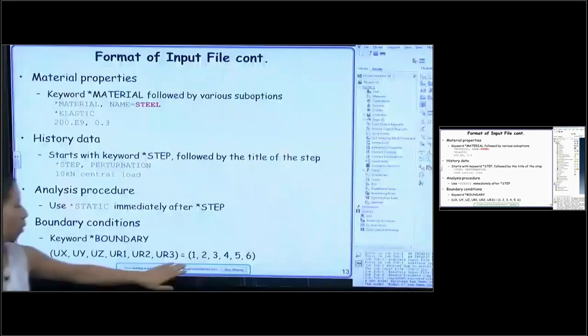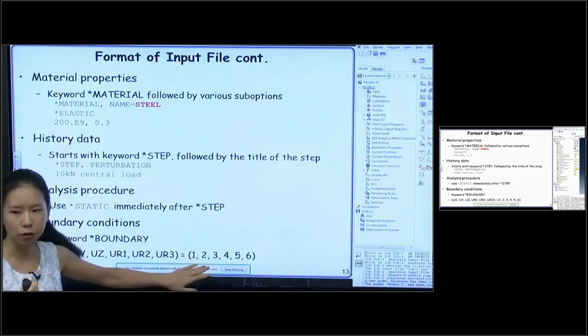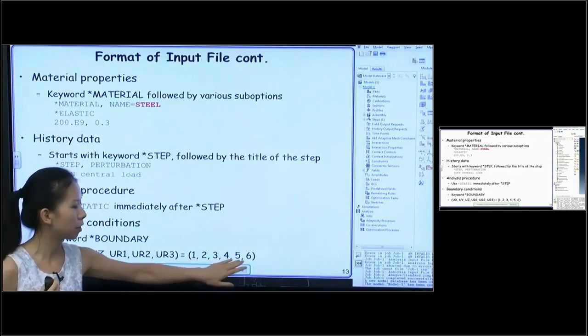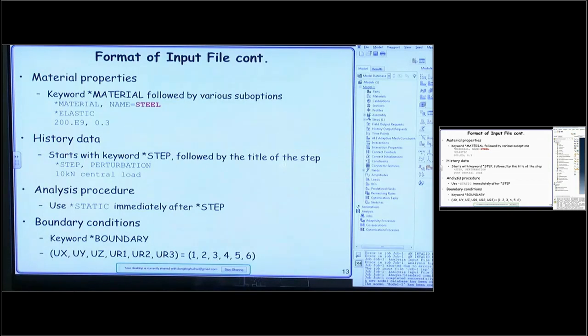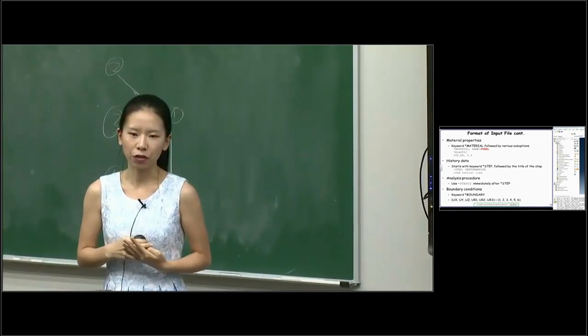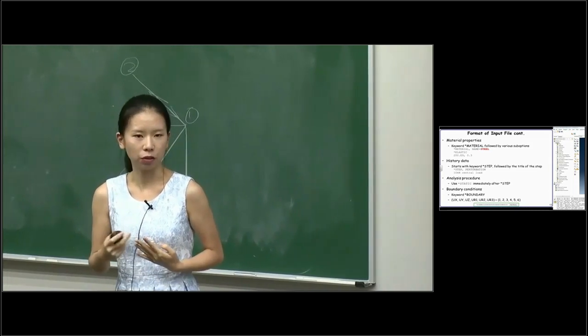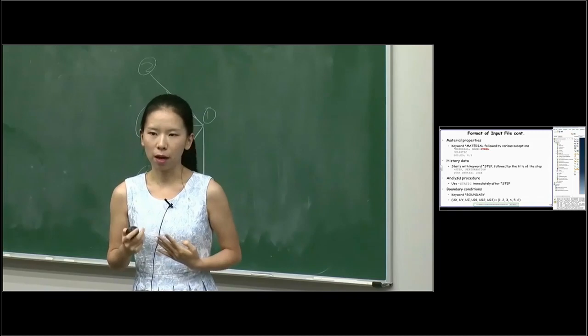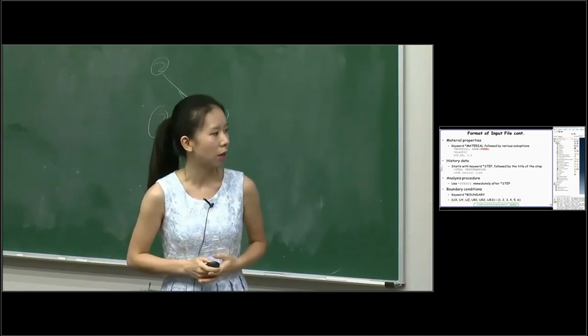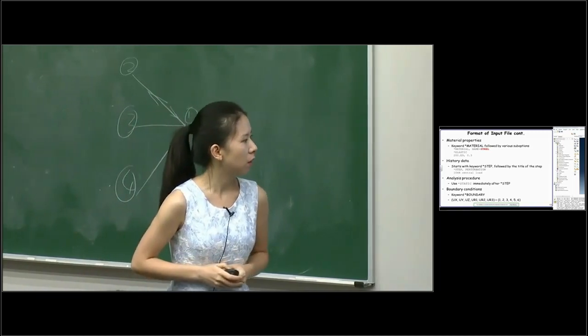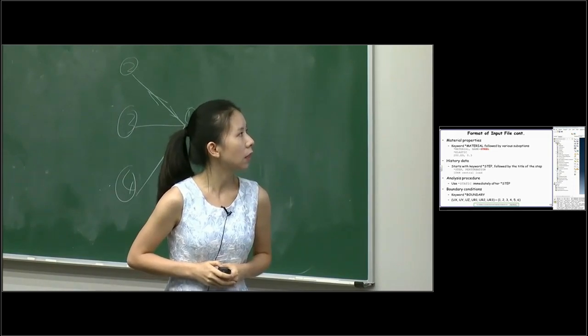So 1, 2, 3 means translation, and 4, 5, 6 means rotation. And this matters when you use boundary conditions, how you fix degrees of freedom, and also how you apply loads. You apply in y direction, in x direction, or in z direction. And also when you apply a couple, the couple is about rotation about which axis. So this one is very important.